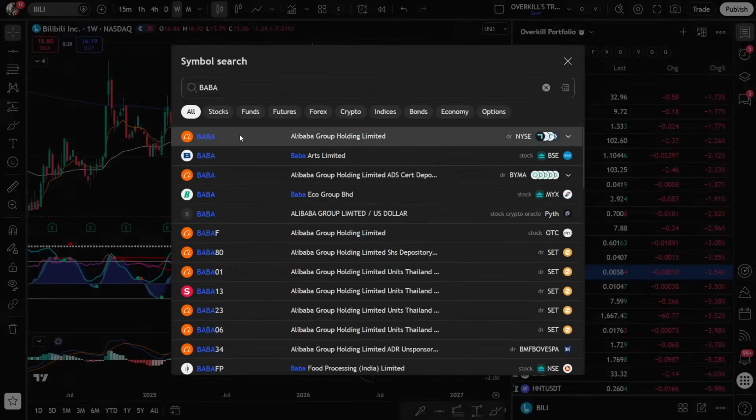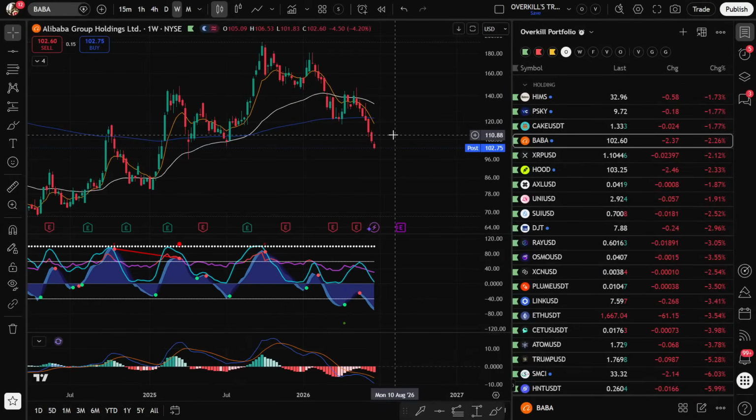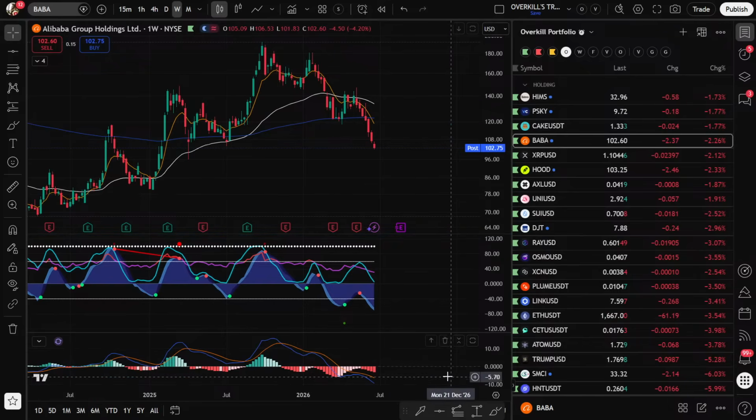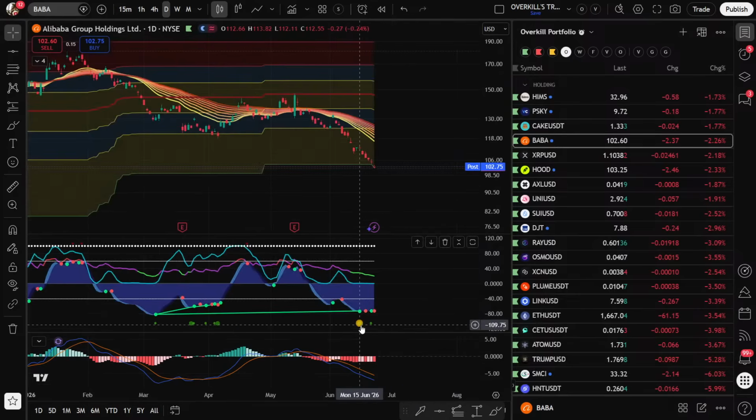I bought Alibaba the other day. I think I bought it at 110, so I'm down like 10% from where I entered. But ultimately, I'm just looking for the green weekly, right? Looking for the green weekly next. We got the daily golden dot. That's why I entered right there at around 110.